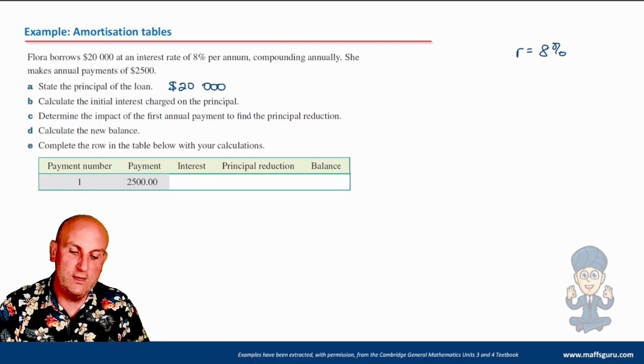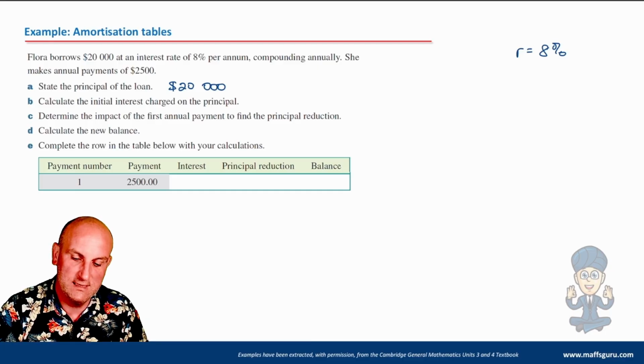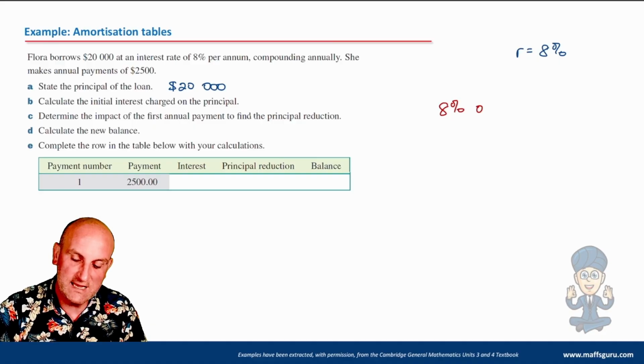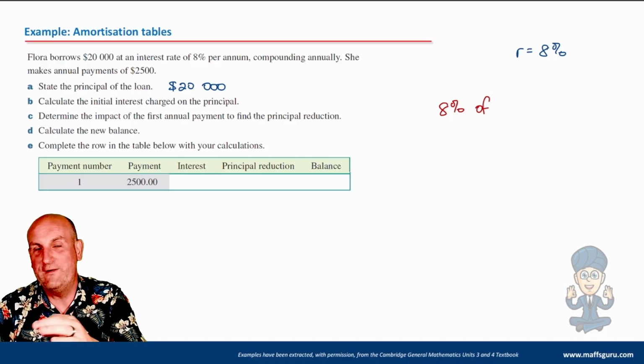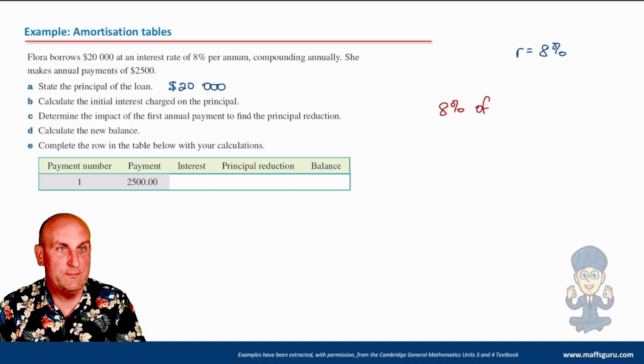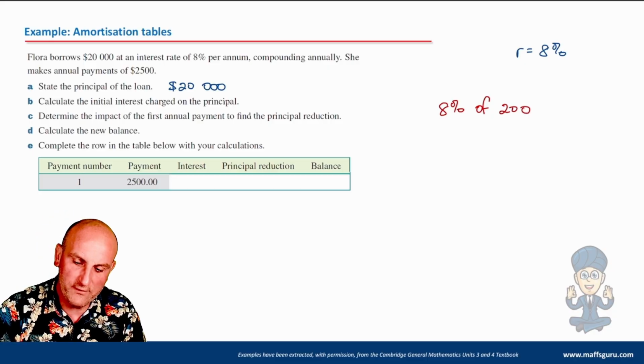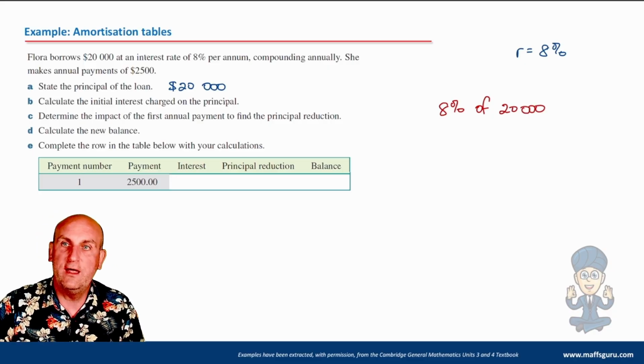Right, so when you want to find the initial interest charged, it is always the rate of interest, 8%, or the monthly interest, or whatever else. So it's 8% of the value that we are looking to find out. Now, because we want to calculate the interest charged on the principal, we want to find 8% of 20,000. How do I do that?